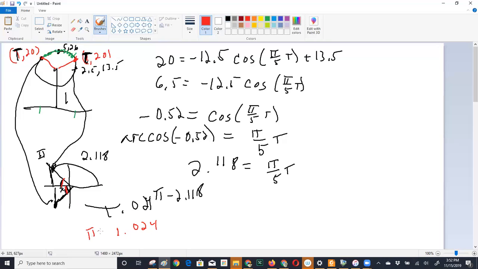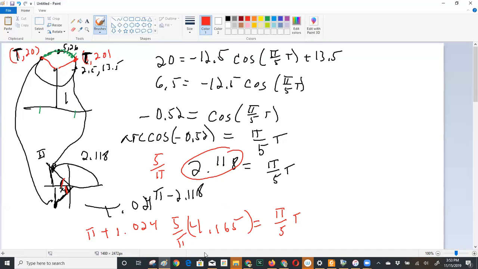So I'm going to take pi and add it to that. So pi plus that number is 4.165. And I know that both of these are equal to pi over 5 times t. So all we're going to do is take this number, multiply it by 5 over pi, and that'll be the first time. And then we're going to do the second number times 5 over pi also.